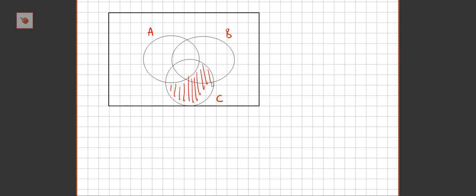Alright? So we can do it by words, but I would also expect you to be able to identify when we write things like A intersection B intersection C, which is the middle one. Do you remember B union, and then C, everything not in A? So it'll just be everything in A that's not in B and C.